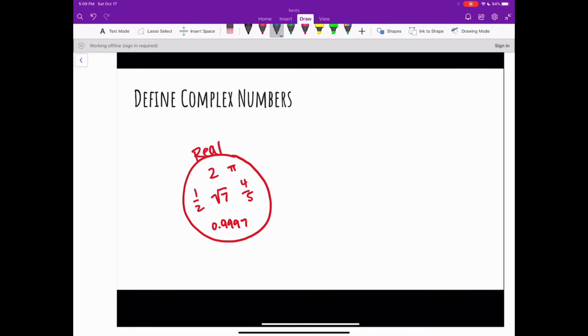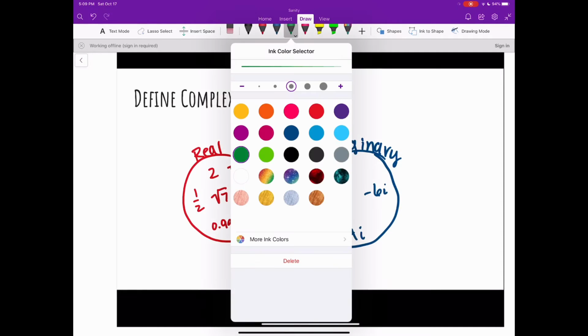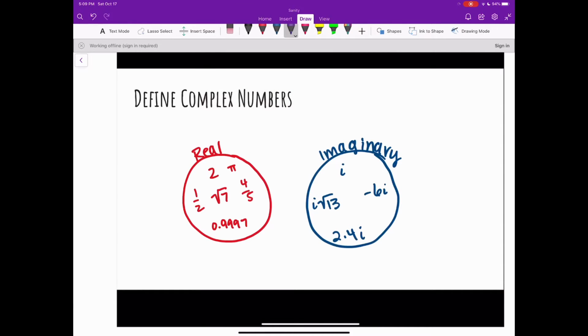On the other hand, we could have our imaginary numbers. And that is what we saw with the last section. We could have i, we could have negative 6i, we could have 2.4i, we could have i times the square root of 13. Again, those are all imaginary numbers. I'm going to try and find a nice purple. I like color coding things here.